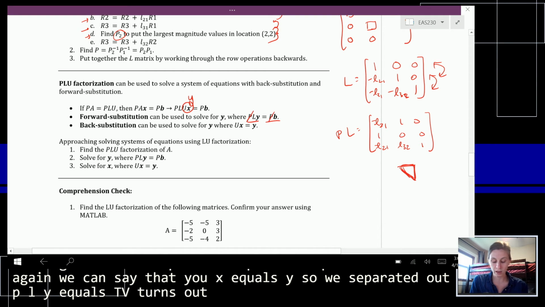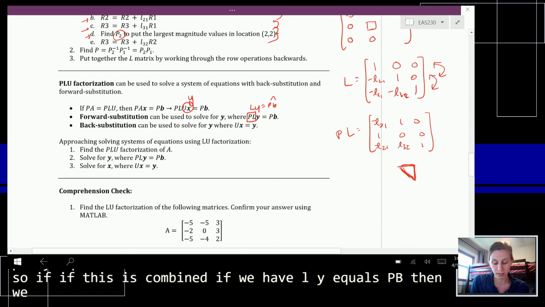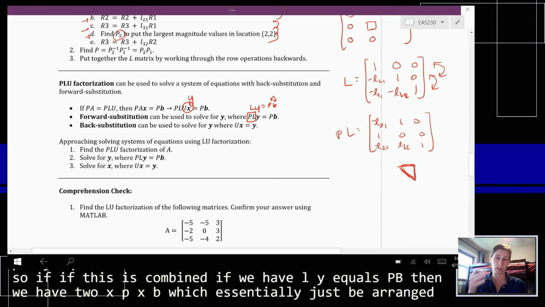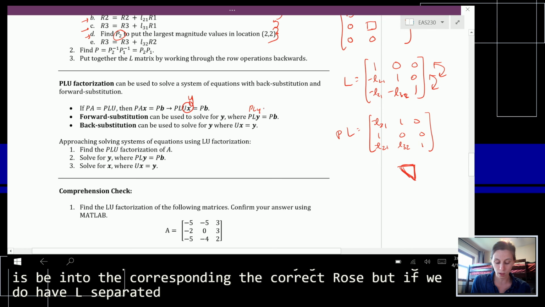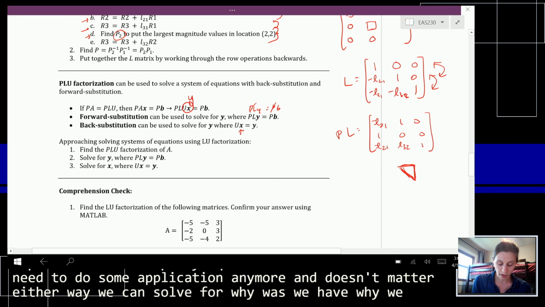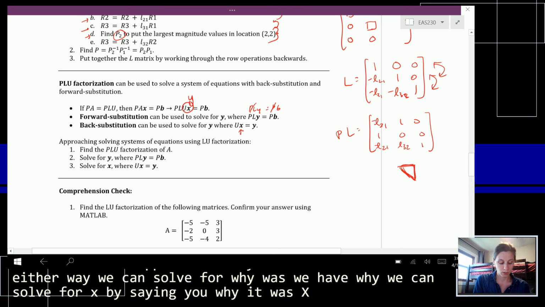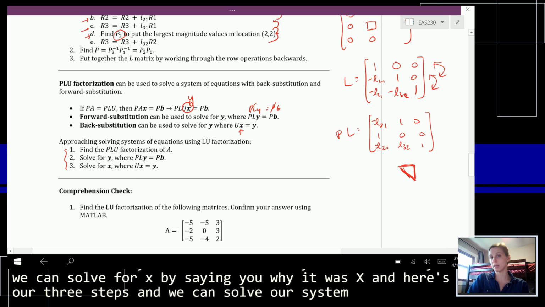Turns out that if L is combined, if we have LY equals PB, then we have to multiply P times B, which essentially just rearranges B into the correct rows. But if we do have L separated, if it is PLY equals PB, then we don't even need to do that multiplication anymore. But either way, we can solve for Y. Once we have Y, we can solve for X by saying UX equals Y. And here's our 3 steps. And we can solve our system of equations. So we will go over examples of this as well.